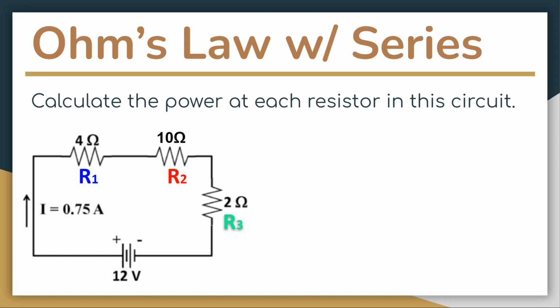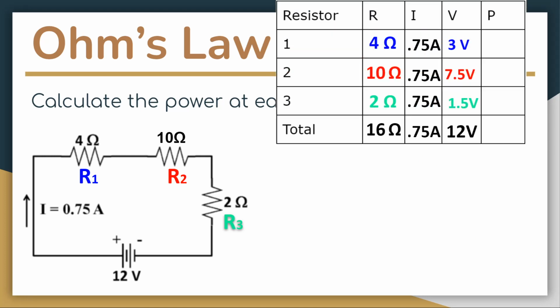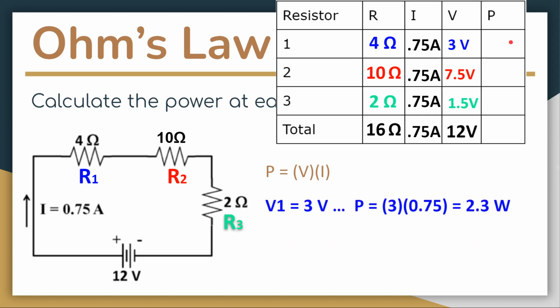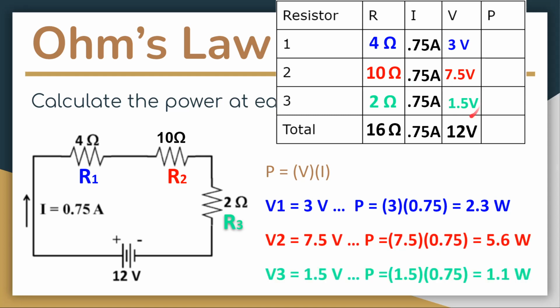All right, so let's do the power now. Back to our table. Let's find power. Power is voltage times current. So for each of them, I have a voltage and a current. 3 times 0.75, 7.5 times 0.75, 1.5 times 0.75 gives me powers of 2.3, 5.6, and 1.1. And I can find my total power by adding these 3 numbers together or by doing my total voltage times my total current. Either way, it is 9 watts. Okay, so again, be able to do all these calculations.